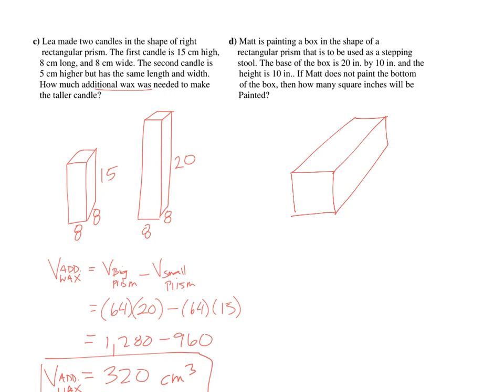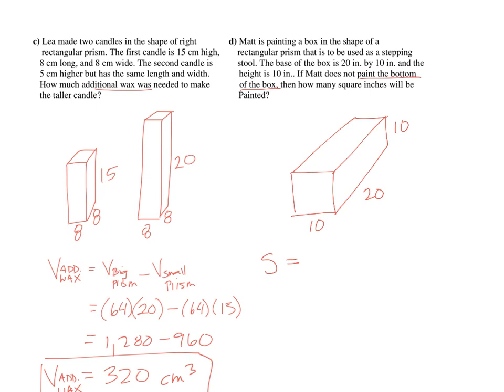All right, so this is 10, this is 20, and the height is 10. It says if Matt does not paint the bottom of the box, then how many square inches will be painted? All right, if we're talking about painting something, we're talking about surface area. So I have to calculate the surface area of this figure. The only part that I'm not going to count, though, is the bottom of the box. All right, keep that in mind.